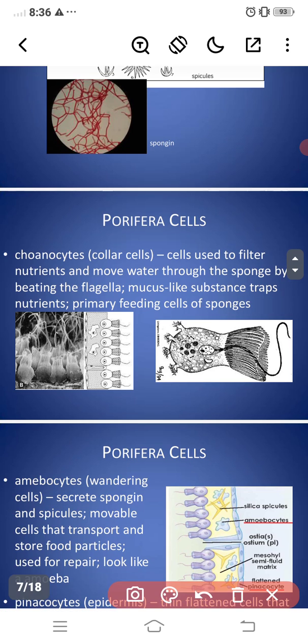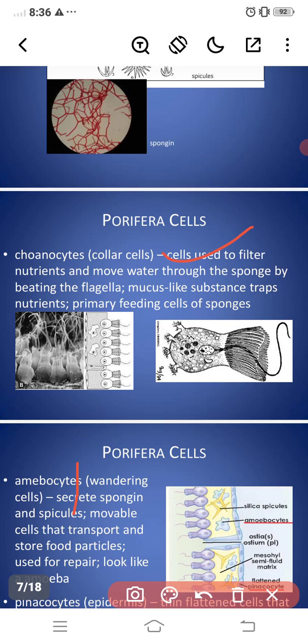Now, cells of Porifera. If we look at the cells of Porifera, there are three types of cells in the poriferan body. Number one is the choanocyte, number two is the pinacocyte, and number three is the amoebocyte. First of all, we will describe what a choanocyte is.